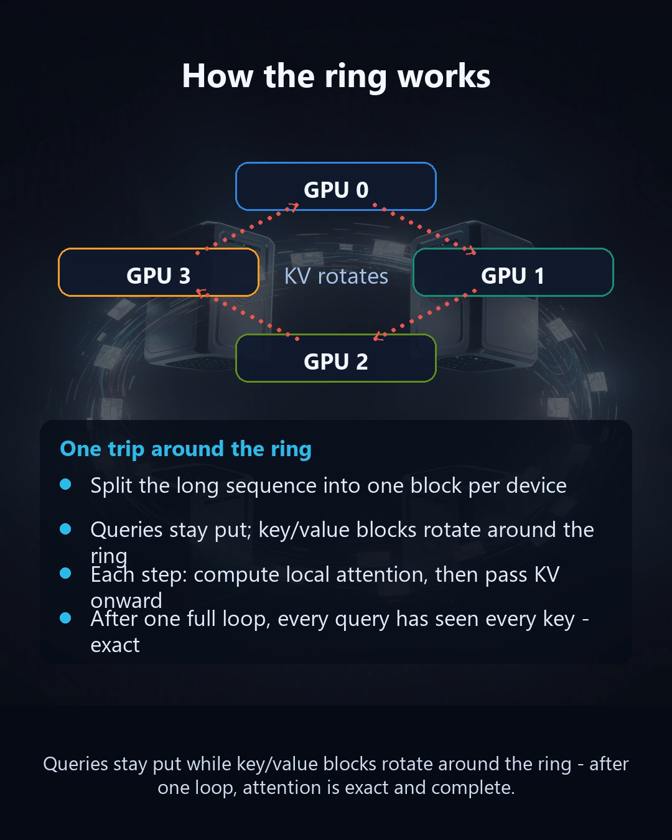The devices form a ring. Each one keeps its own queries fixed, but the key and value blocks are passed hand to hand around the ring, step by step. On each step, a device computes attention between its queries and whatever key value block it currently holds, then forwards that block to its neighbor. After one full loop, every query has seen every key.